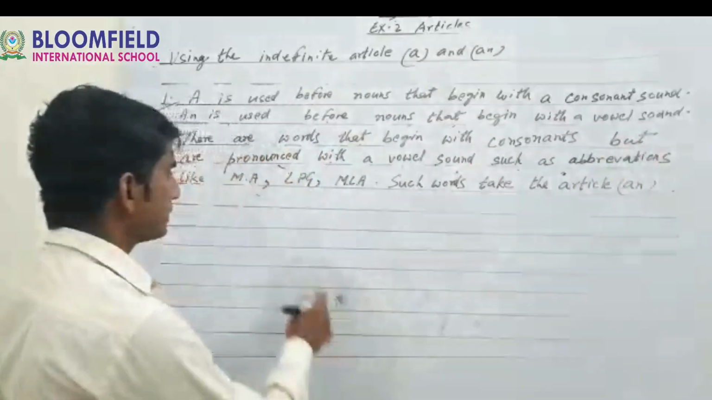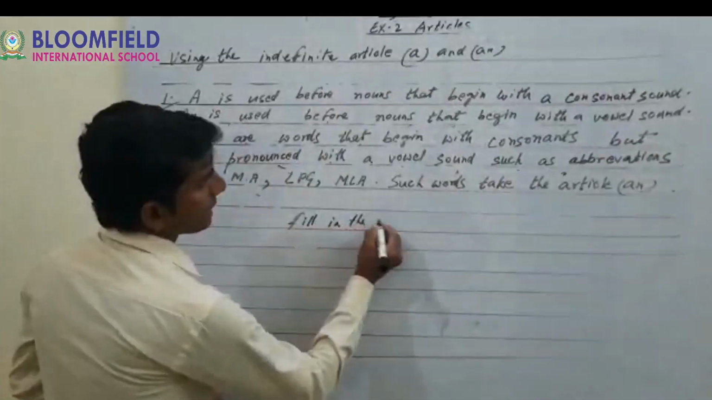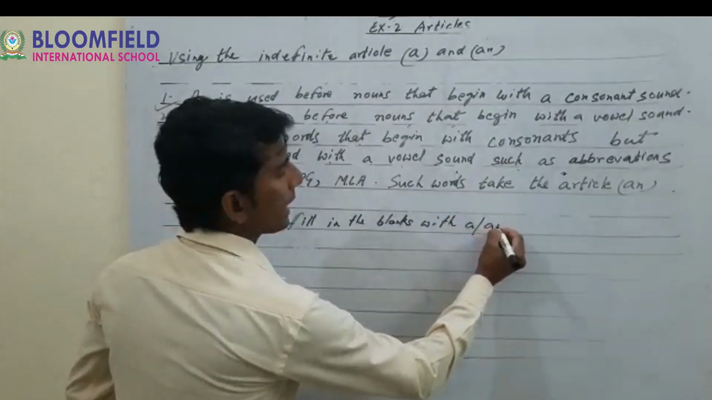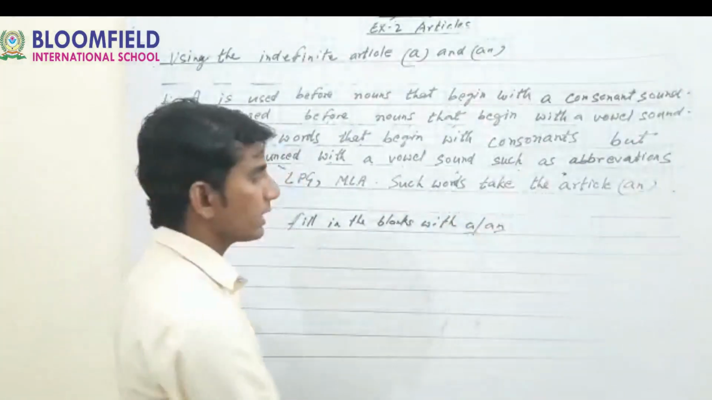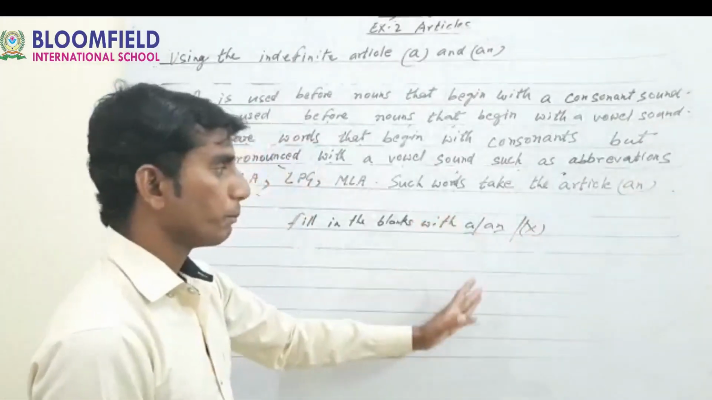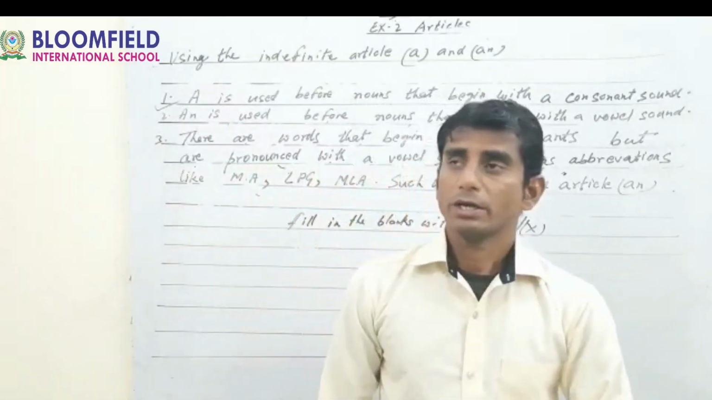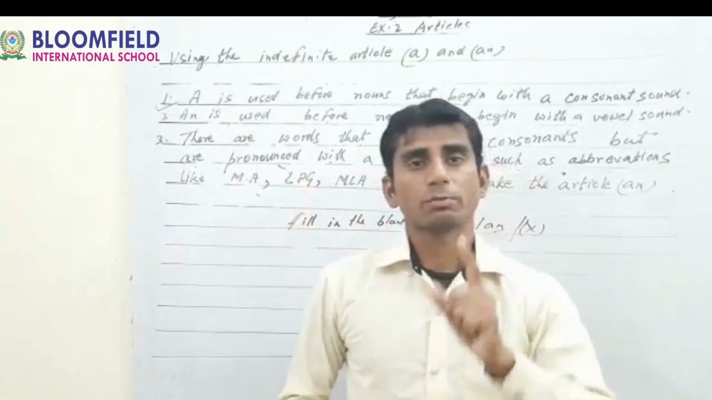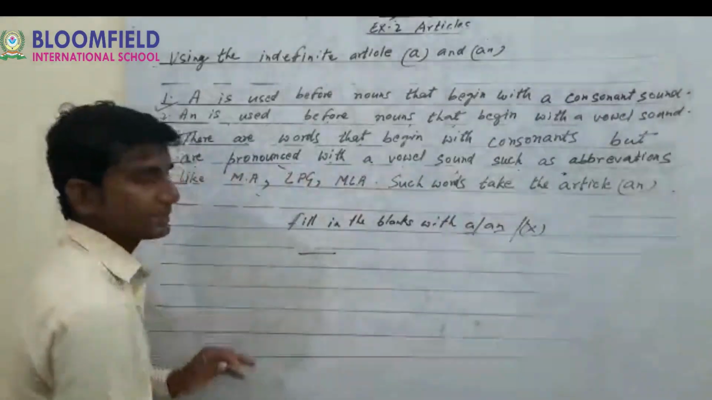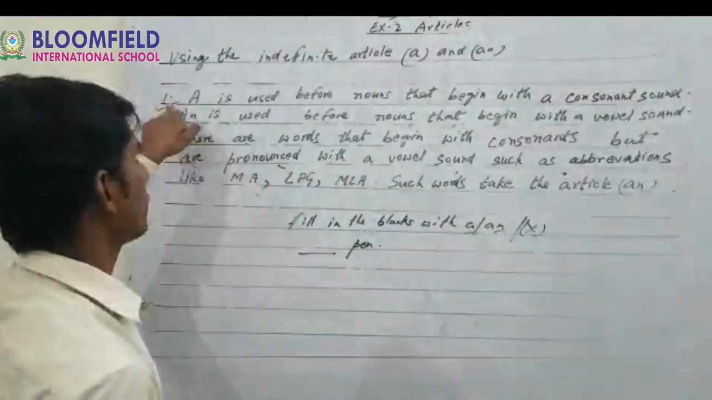Suppose I am writing here: fill in the blanks with A, An or no article. Before starting this, one thing more you have to be careful about. Before, I told you that the noun should be countable. Now come back here. Suppose the question is: dash pen. See, the first point is written here.